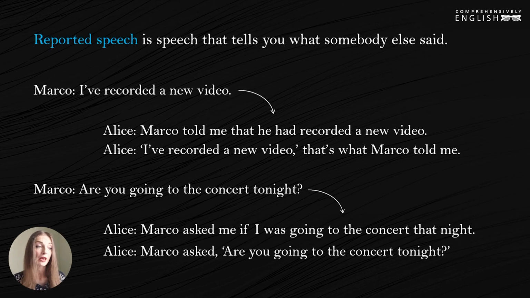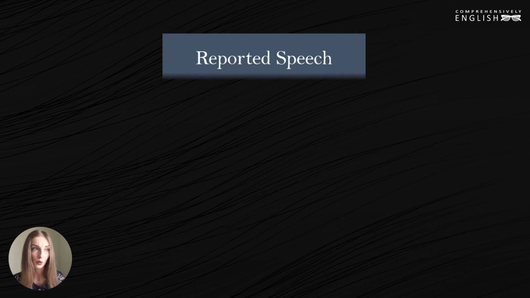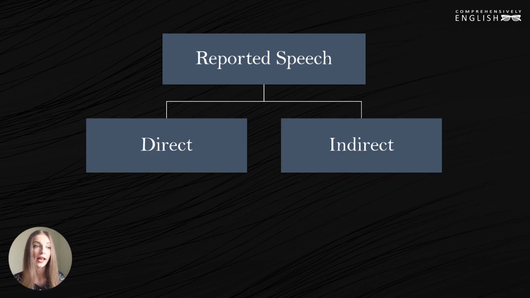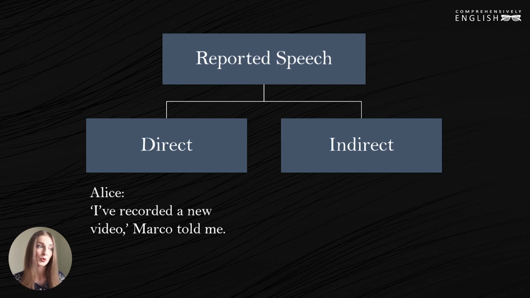Alice can also say, "Marco asked, are you going to the concert tonight?" In this case, she reports Marco's question word by word. So in both of these cases, we are dealing with reported speech, but of different types. This way we can divide reported speech into direct and indirect reported speech. The example of direct reported speech would be, "I've recorded a new video," Marco told me. That's when somebody else uses your exact words in his or her speech.